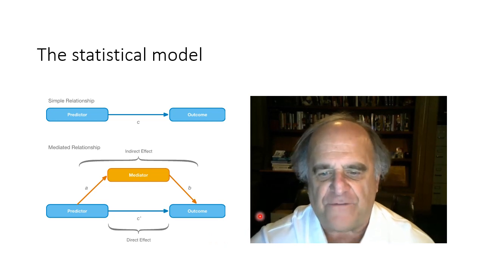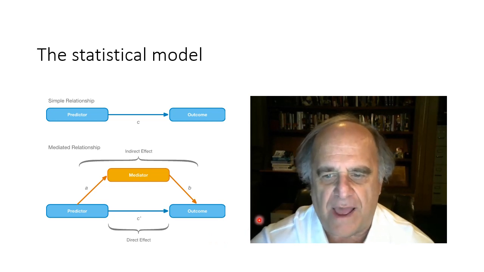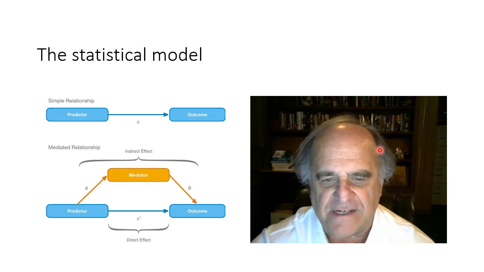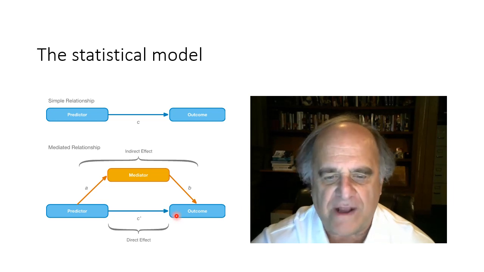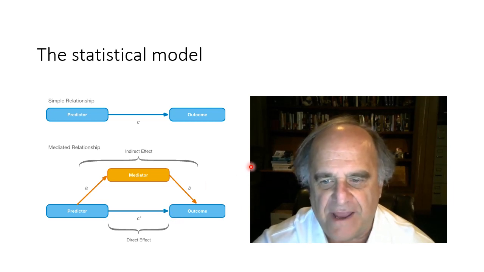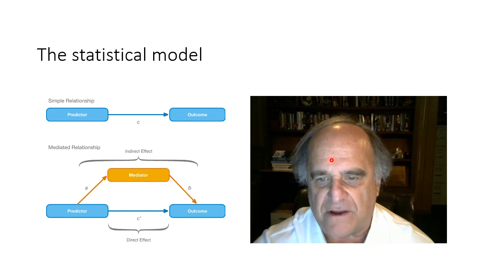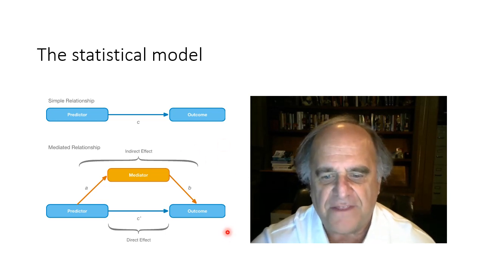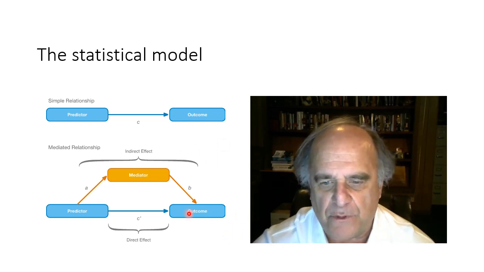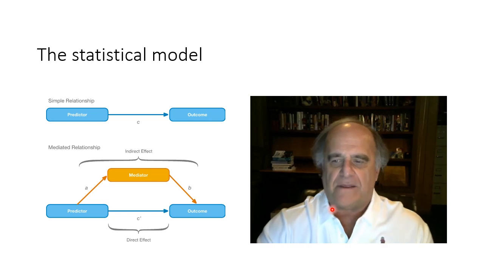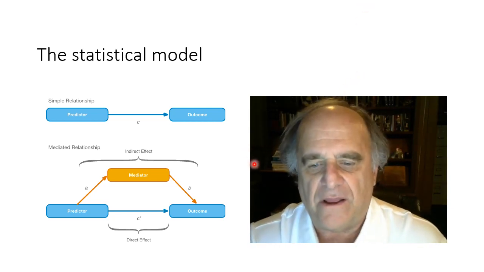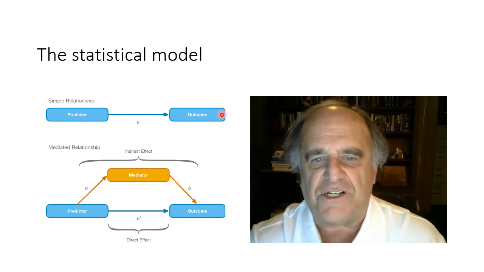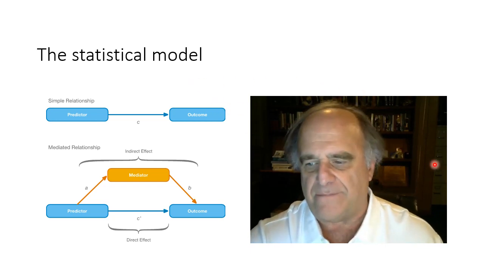The direct effect we're going to indicate by C prime. The indirect effect is the effect of the predictor to the mediator and the mediator to the outcome. So the indirect effect is predictor to mediator, mediator to outcome. That's the indirect effect. The direct effect is predictor directly to the outcome. And so we're going to see to what extent the mediator explains the relationship between the predictor and the outcome.